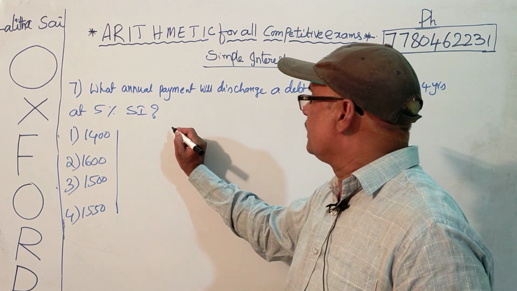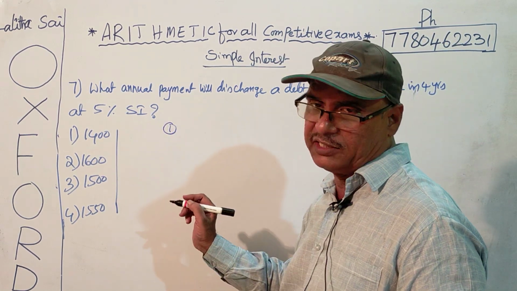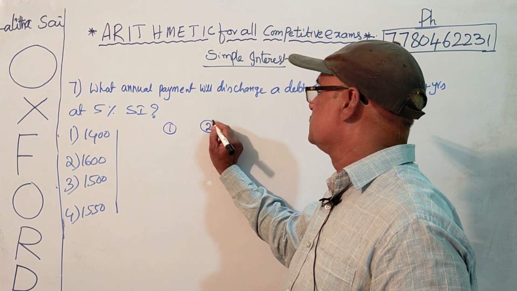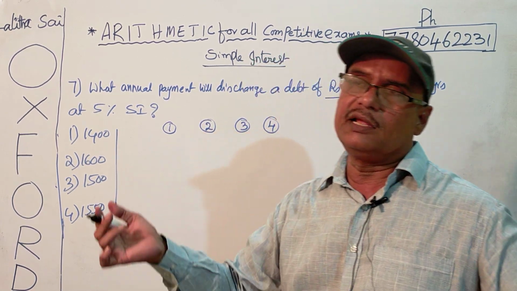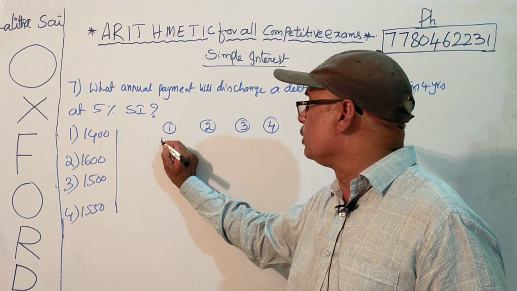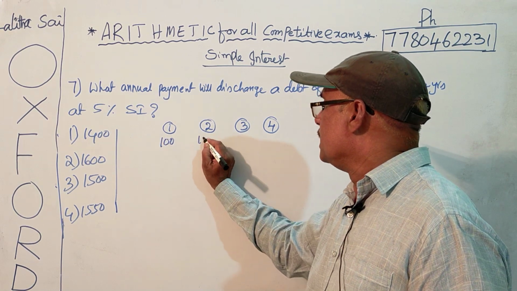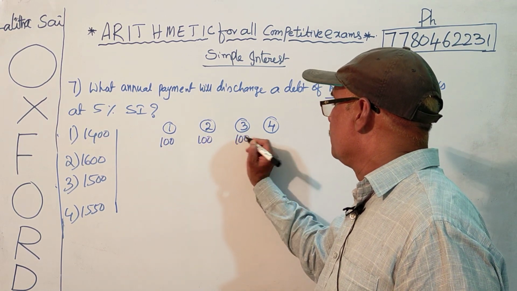Okay, let us take one small example. You see this one. There are 4 years. At the end of 1 year, at the end of 2 years, at the end of 3 years, and at the end of 4 years. At the end of 1 year, you are going to pay 100 every year at the end of 1 year.